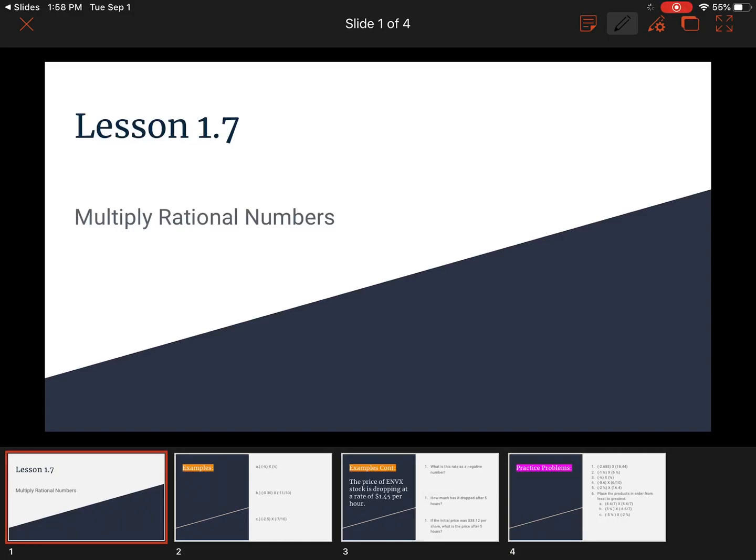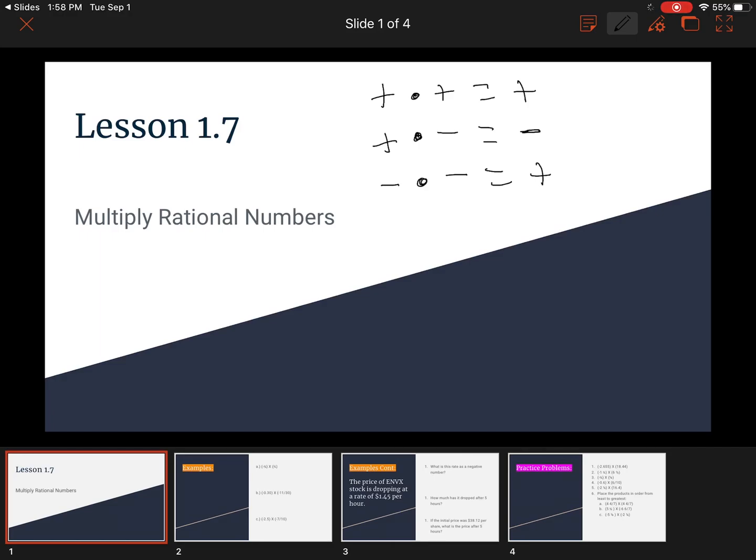Right now we're going to be spending a little bit of time going over lesson 1.7, how to multiply rational numbers. So let's recall what we learned in our last section. In our last section we learned a positive number times a positive number will yield a positive number. A positive number times a negative number will give us a negative number. And a negative number times a negative number will give us a positive number.